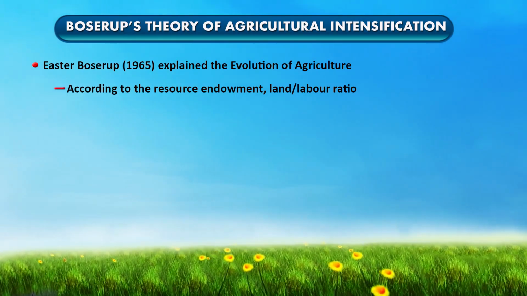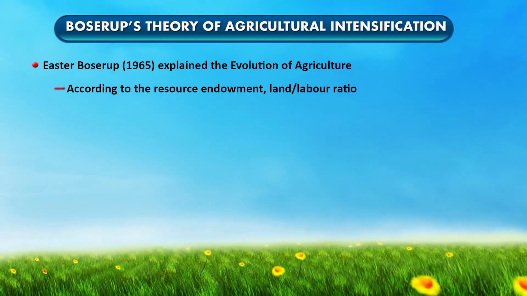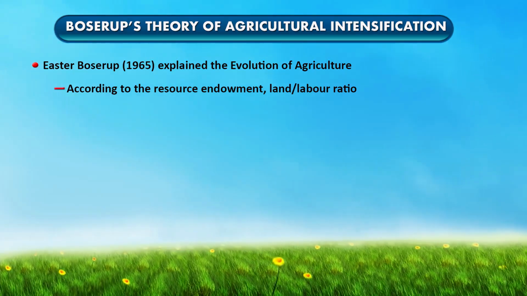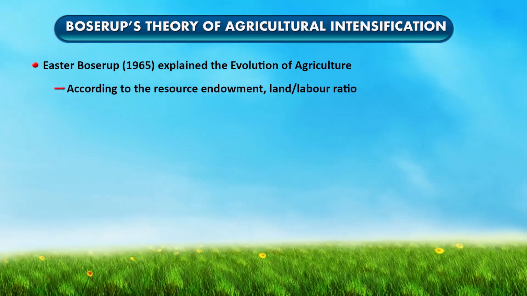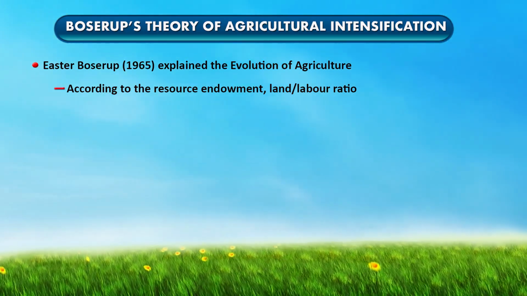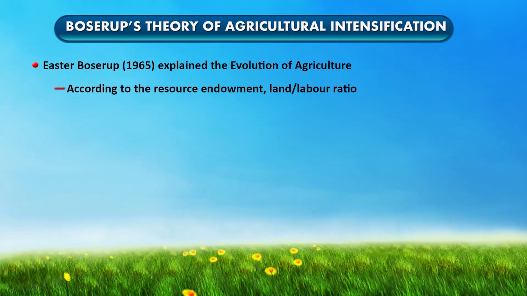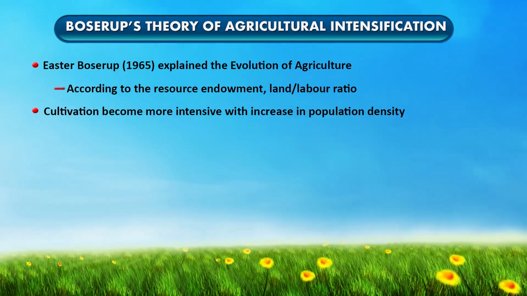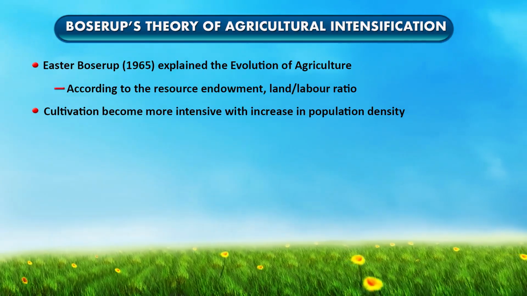There are various theories, and the Boserup theory of agriculture intensification is an important one. It explains the evolution of agriculture based on the resource endowment in the country, particularly land and labor, and basically this theory talks about the ratio of land and labor. Cultivation becomes more intensive with an increase in population density. This is one of the basic ideas of this theory.